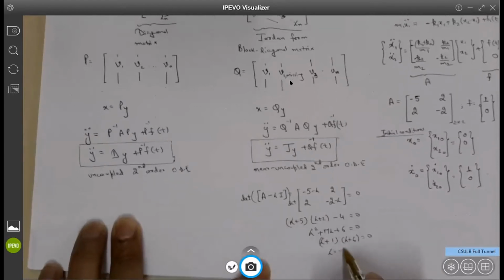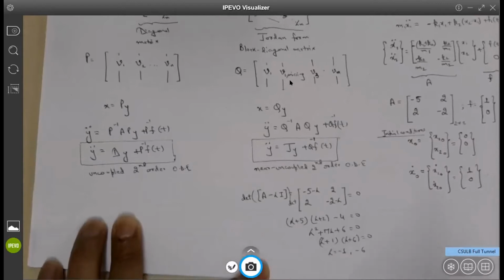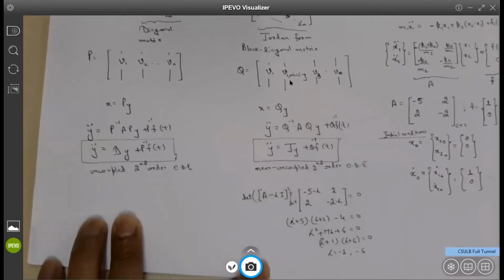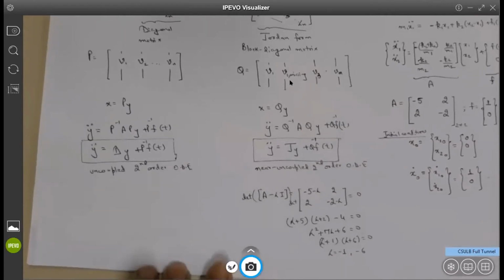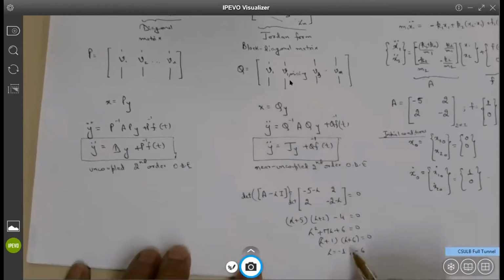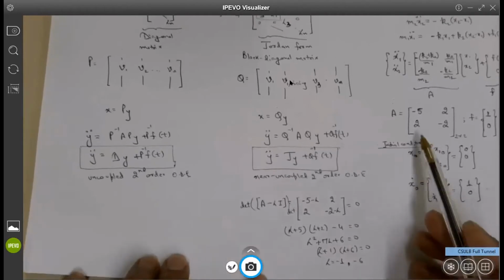So eigenvalues will be -1 and -6. Everybody is with me so far? Yes, Professor. So now coming back to our original question, whether our A is diagonalizable or defective.